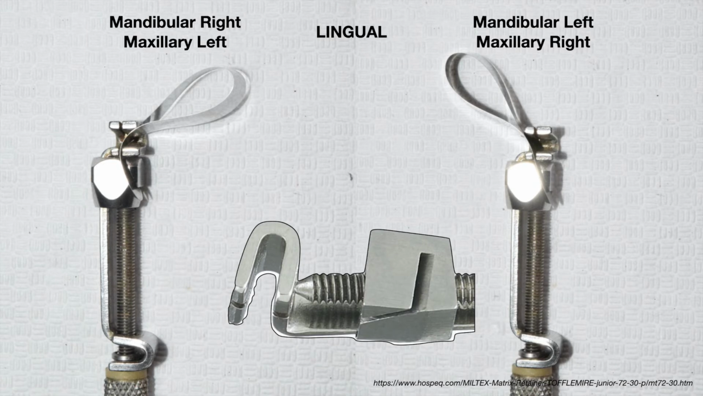However, I would recommend that instead of the straight or universal Tofflemire band, when we are placing a Tofflemire retainer from the lingual aspect, the anterior teeth interfere with the complete placement or tightening of the assembly. So whenever we place the Tofflemire retainer from the lingual aspect, always use the quadrangle type of Tofflemire retainer.